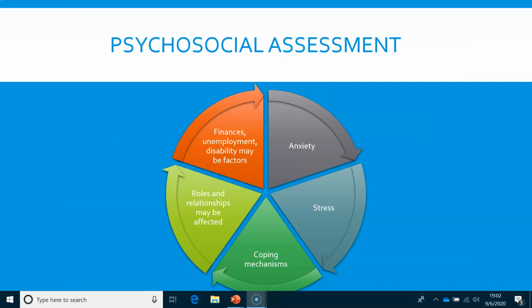We'll also be looking at psychosocial assessment needs, such as when people have debilitating lung disease, the financial hardships, both anxiety and stress, their coping mechanism we may be taking away from them because it very well could be the use of nicotine, and roles and relationships that may be affected.